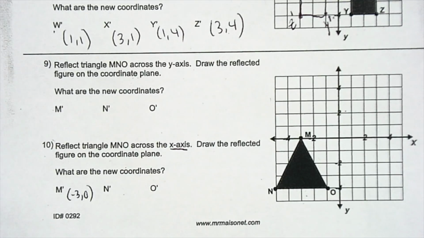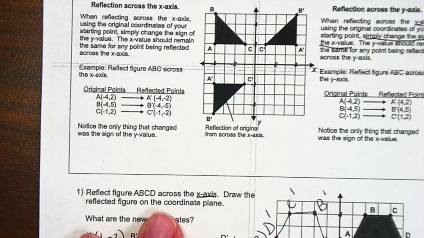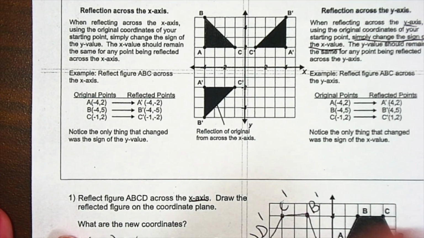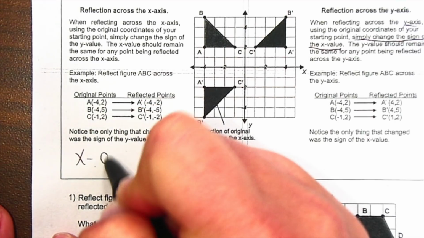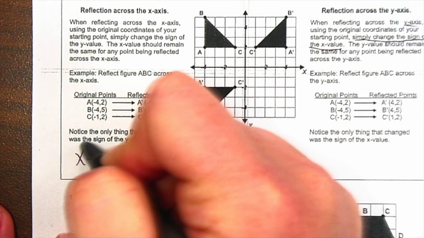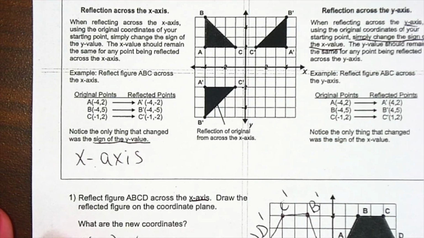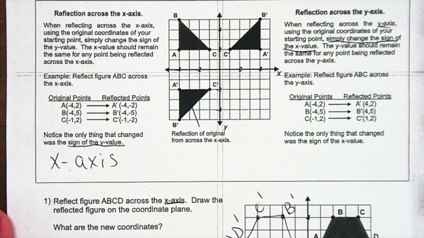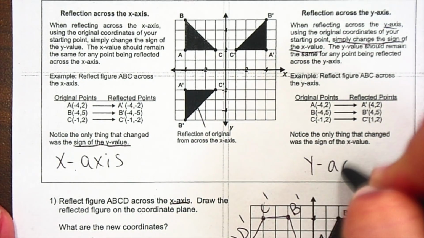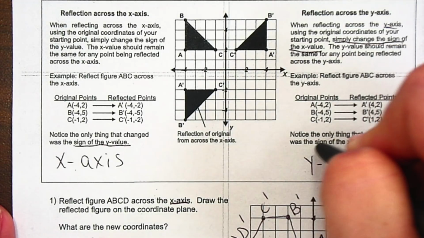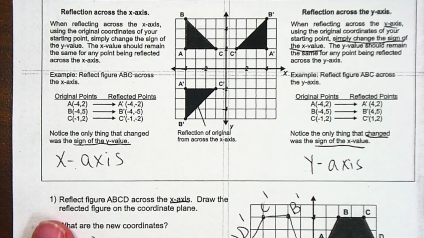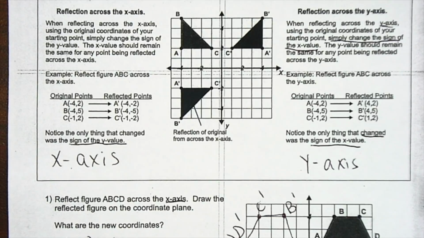All it is is changing either your x or your y coordinate. So if you go back to the beginning, if you reflect over the x-axis, you simply change the sign of the y value. If you reflect over the y-axis, you simply change the sign of the x value, so kind of the opposite of what you're looking for.